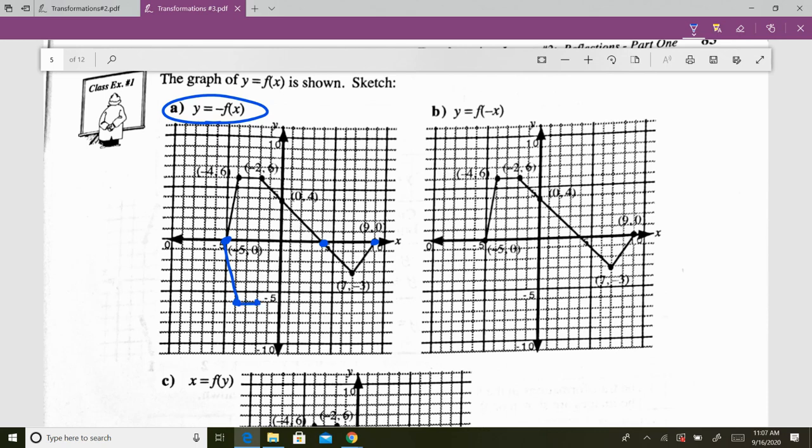Draw the line. That one moves to -6. Connect. I connect them in order, otherwise it can get confusing. That's at 4, so it moves to -4. That one stays the same, so we can connect that. -3, so it goes to +3, and then connects to that. So the blue graph there is the reflection over the x-axis.